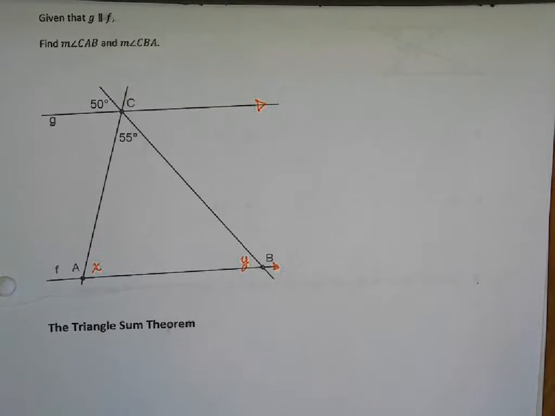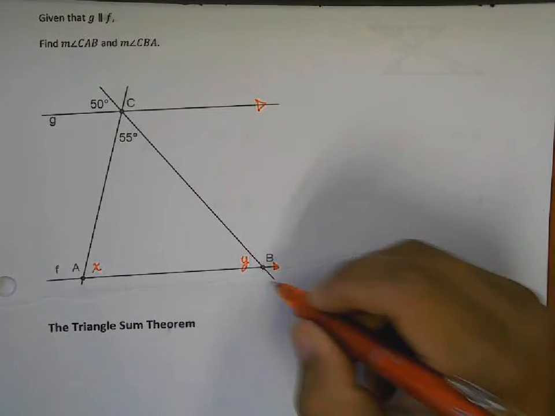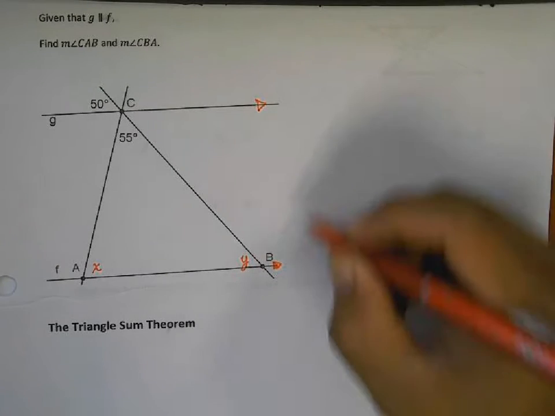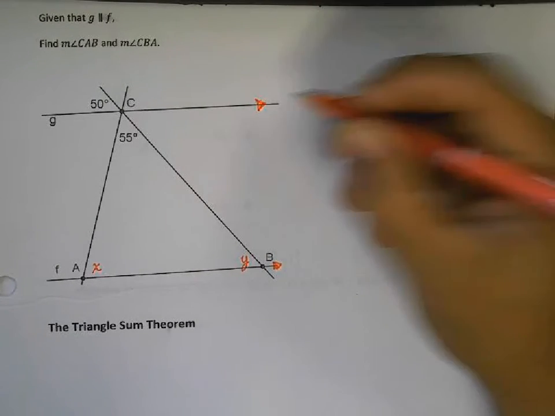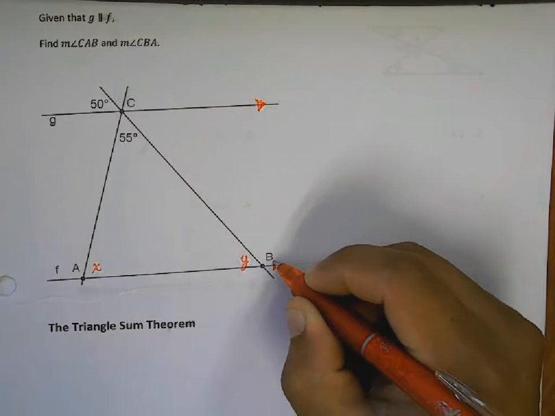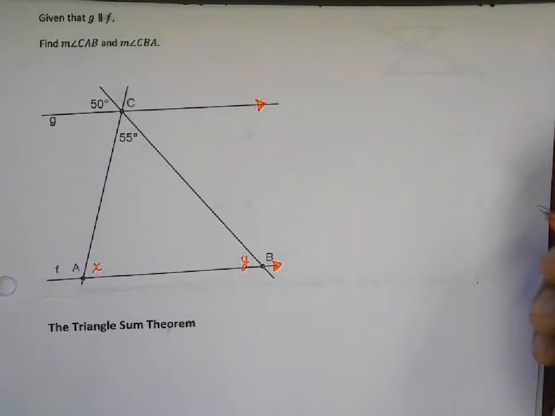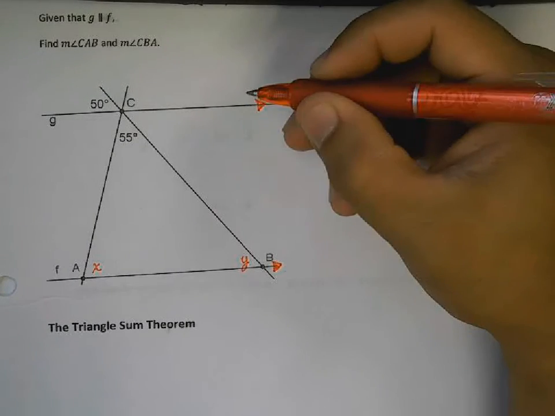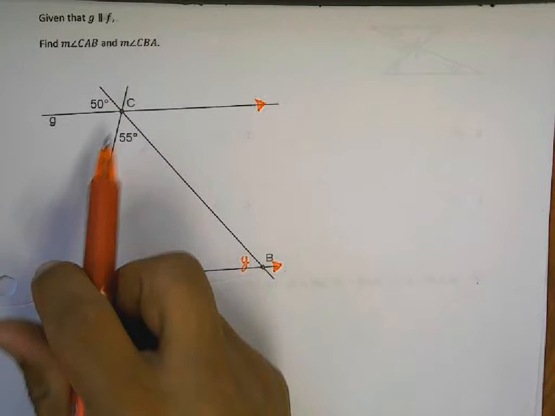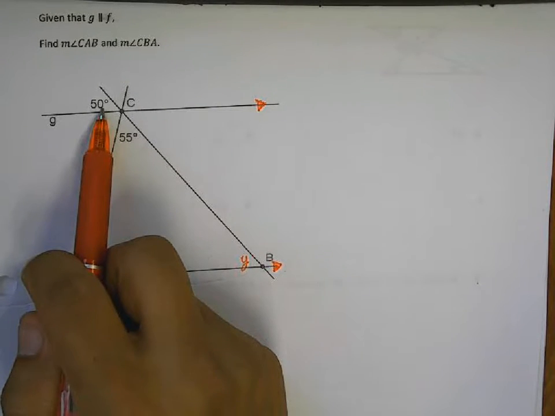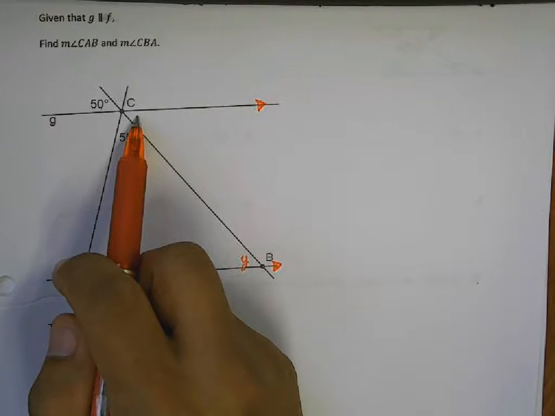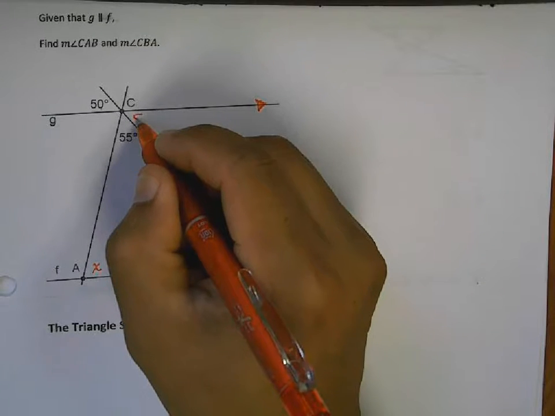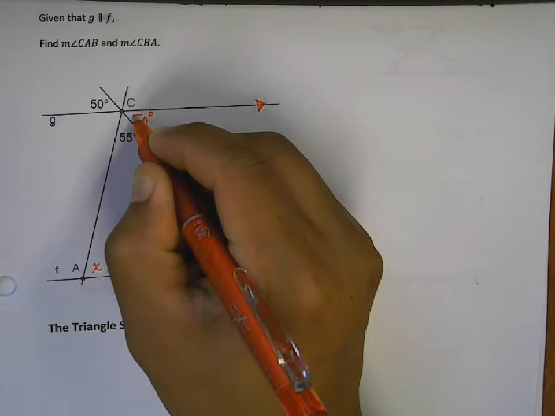Well, whenever we're chasing angles, and that's what this process really is called, we're given some information and asked to find angles. So when we're chasing angles, we want to use some basic skills and strategies, one of which is vertical angles. So looking at this section up here, this angle here, this 50 degrees, is vertical to the one on the other side of it. So this angle must be 50 degrees.